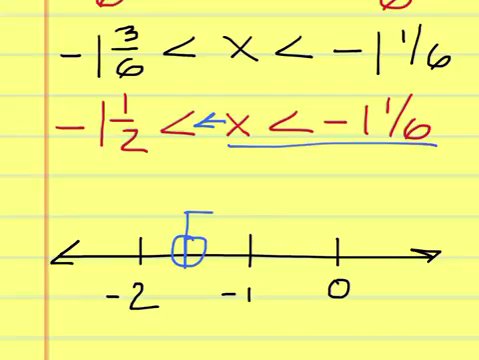And then for this one, the inequality sign is pointing to the x, so it's x less than a negative 1 1/6. A negative 1 1/6 would be approximately here. It's an open dot, so we would go this way.